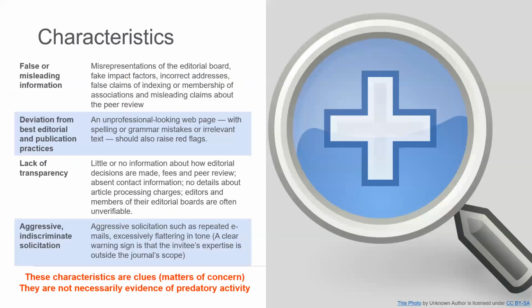So if you look at some of the characteristics, and I'll show you some examples from websites. False and misleading information provided on the website is one of the common things that you will notice. So misrepresentation of the editorial board, fake impact factors, incorrect addresses, false claims of being indexed in Scopus or Web of Science. They will also mention membership of associations. They will claim that they're doing peer review, but that will not be the case.